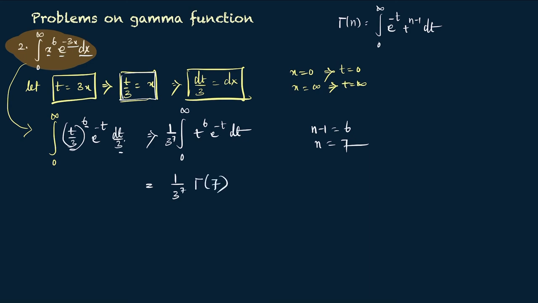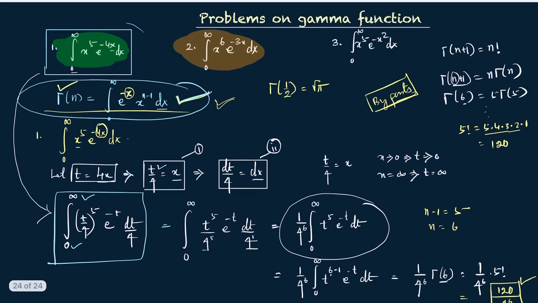What is gamma of 7 exactly? We studied it just a little while ago. Gamma of 7 is equal to 6 factorial. So this is equal to 1 by 3 power 7 into 6 factorial. So this is 6 factorial divided by 3 power 7, which is equal to 720 divided by 3 power 7. Okay, this is the answer.